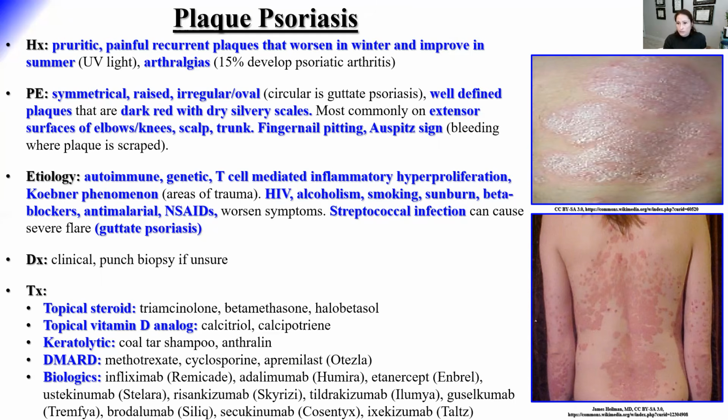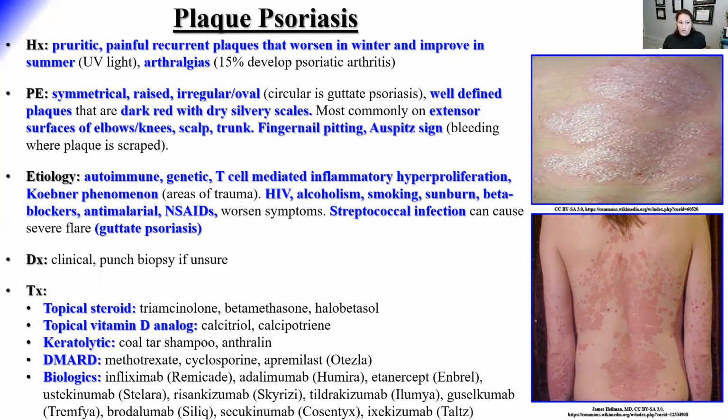It's autoimmune, it can be genetic, it is a T cell mediated inflammatory hyperproliferation. You can also have this in areas of trauma called the Koebner phenomenon. Things that we know can put people at higher risk for this: HIV, alcoholism, smoking, frequent sunburns, beta blockers, antimalarials, and anti-inflammatories. These can worsen the symptoms of psoriasis. So people who have this should avoid those medications.